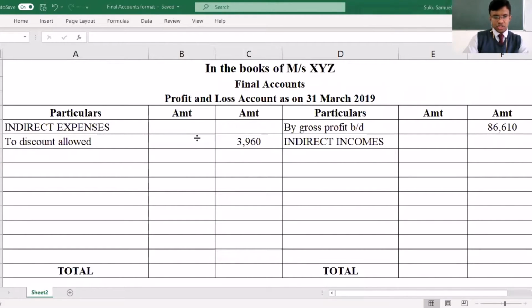Then we have bank charges. What are bank charges? Basically, the charges that you have to pay for availing the bank services, and they might be charging you some commission. So this is 100 rupees. Next, what we have is salaries, which is 6,420.